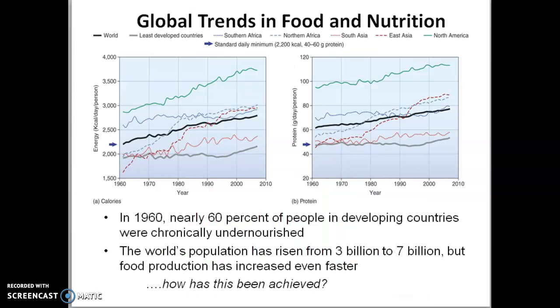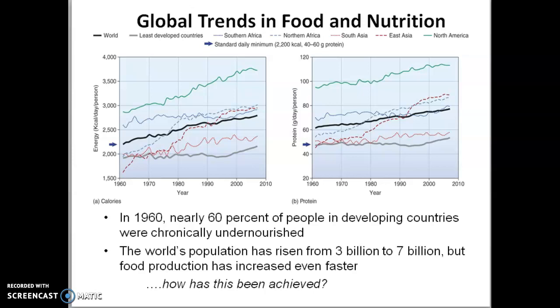So where that leaves us right now is that we have a growing global food supply. And if you look at these charts, these show you the energy consumed in calories per person per day on the left-hand chart, and the protein consumed in grams per person per day on the right-hand chart. So this goes back to 1960, and you can see here we've got different parts of the world. Let's just have a look at some of these.